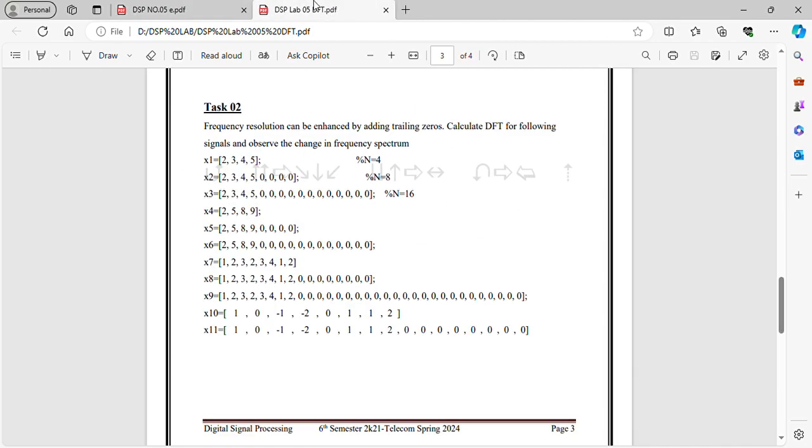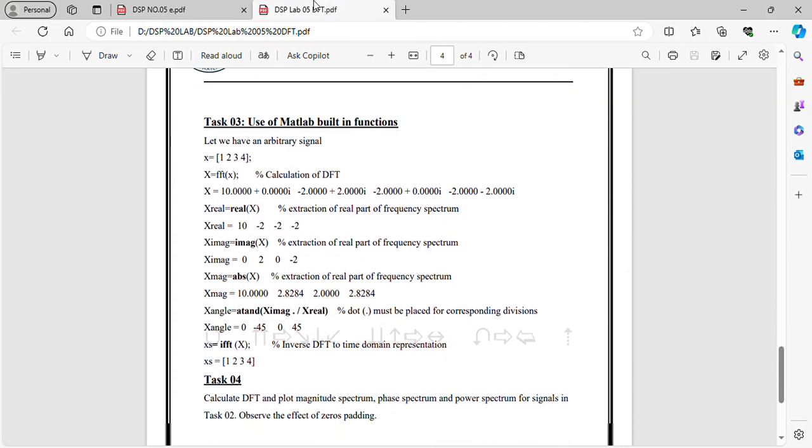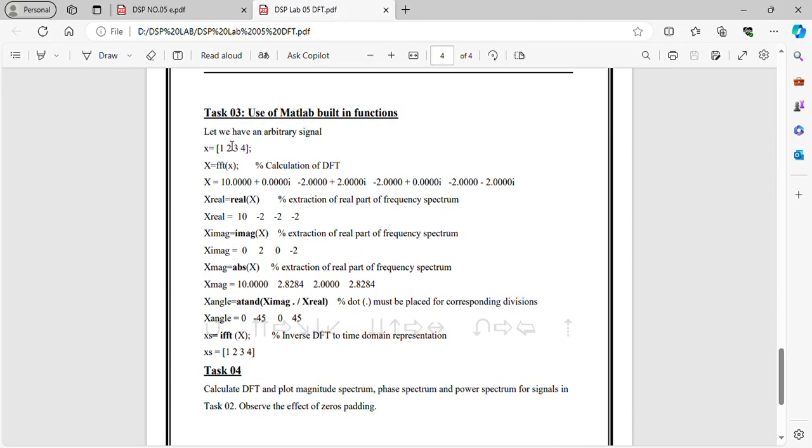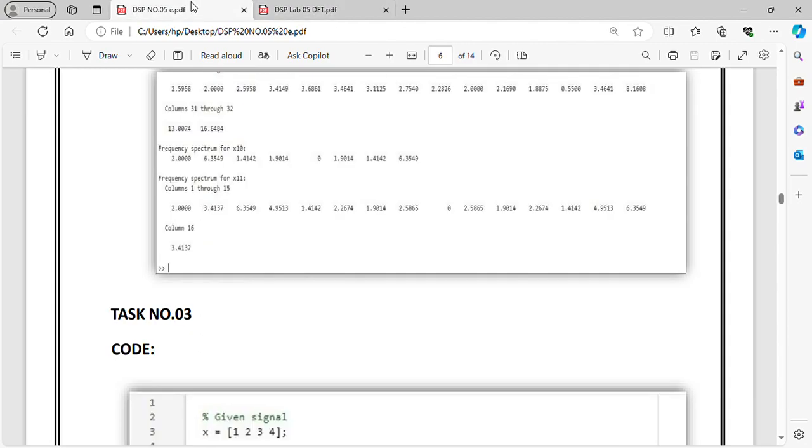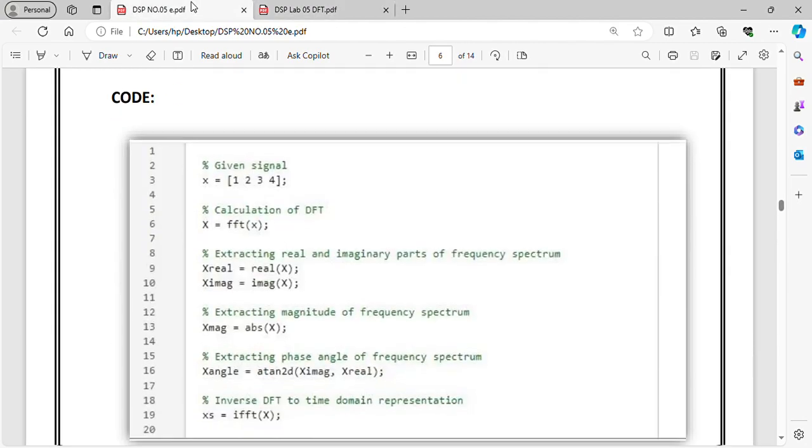And in task 3, use of MATLAB built-in functions. Let we have an arbitrary signal x, and X is equal to FFT of x. Now put this function in MATLAB. So the given signal is x equals 1 2 3 and 4. Calculate the discrete Fourier transform. X is equal to FFT of x, extracting the real and imaginary parts of the frequency spectrum, which is x real is equal to real x and x imaginary is equal to imag x.